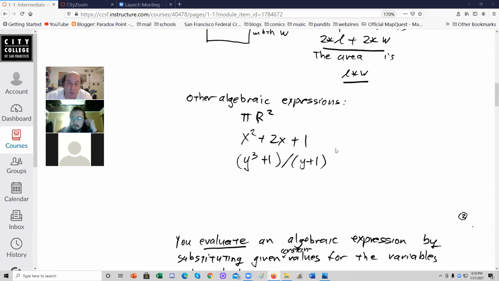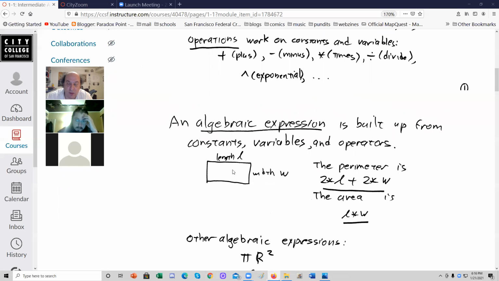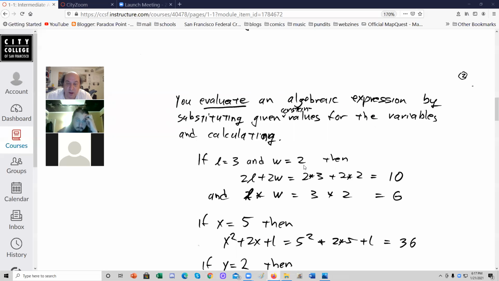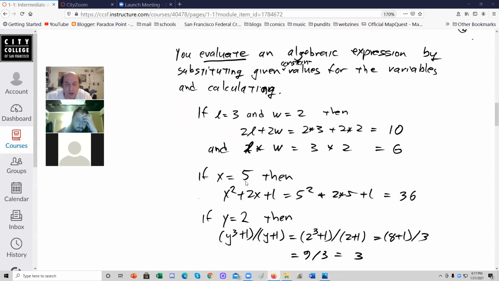For example, going back to this rectangle, length and width L and W. If it has a length of 3 and width of 2, and here we're leaving aside the question of units, then the perimeter is 2L plus 2W, which is 2 times 3 plus 2 times 2. That's 6 plus 4 makes 10. Length times width is 3 times 2 is 6. This expression x squared plus 2x plus 1, when x equals 5, is 5 squared plus twice 5 plus 1. That's 25 plus 10 plus 1 makes 36.